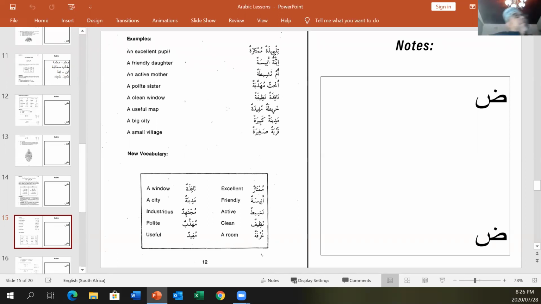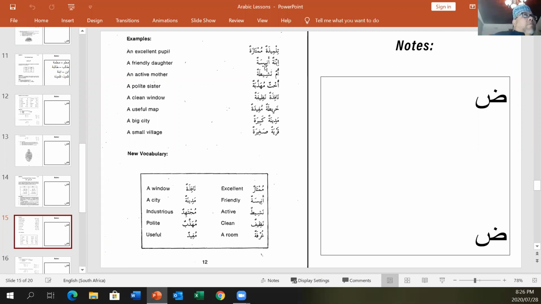MashaAllah. Tilmidun mumtazun. So what happens is you eliminate the ta marbuta, and obviously then your tanween comes at the back by the dhal. Tilmidun mumtazun. Beautiful, excellent. Now the next one is ibnatun anisatun. Ibnatun is a daughter, and anisatun is friendly.